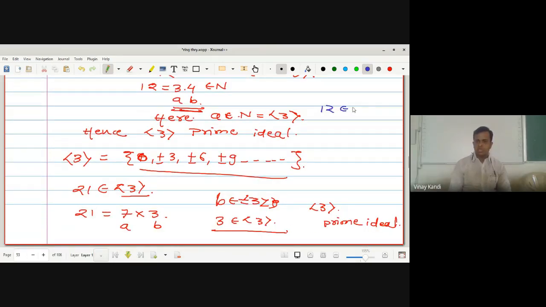But that 12 belongs to the ideal generated by 6. So here 3 into 4 belongs to the ideal generated by 6, but neither 3 belongs to it, nor does 4 belong to it. Hence, the ideal generated by 6 is not a prime ideal.